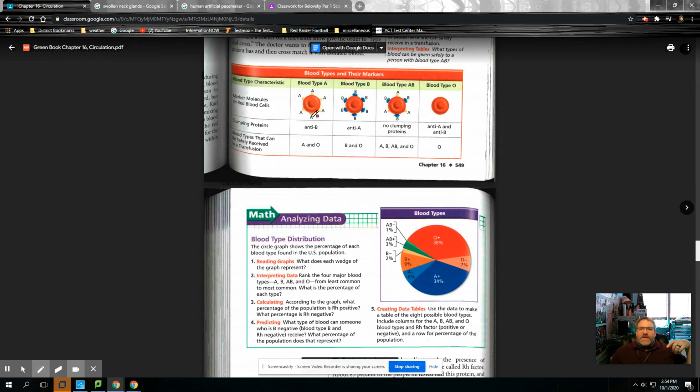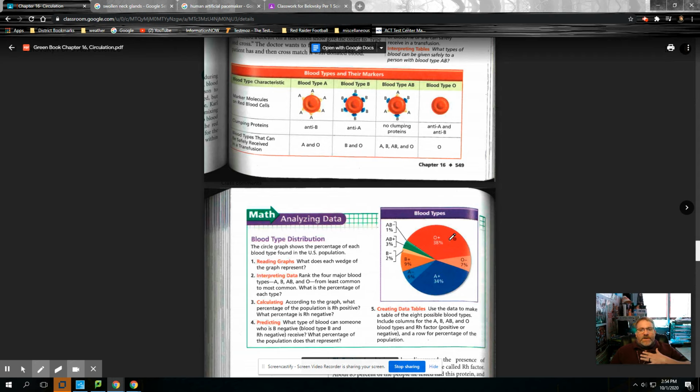Read this right here, and it tells you about blood types and their markers, and this tells you, if you know your blood type, what percentage you fall into. I am A positive, so mine is right here. I fit into the 34%.